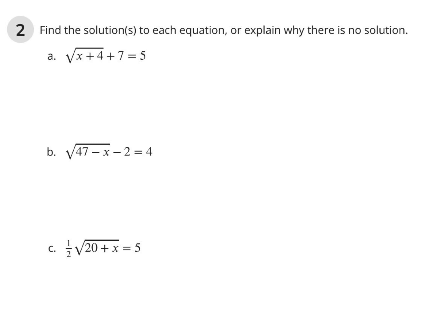All right, first step, move the 7. So I get the square root of x plus 4 is equal to -2. This is no real solution, so I won't stop right here. We'll solve it later.